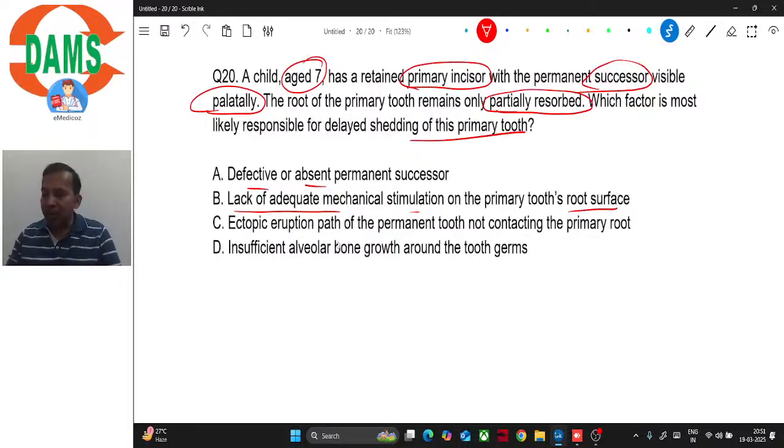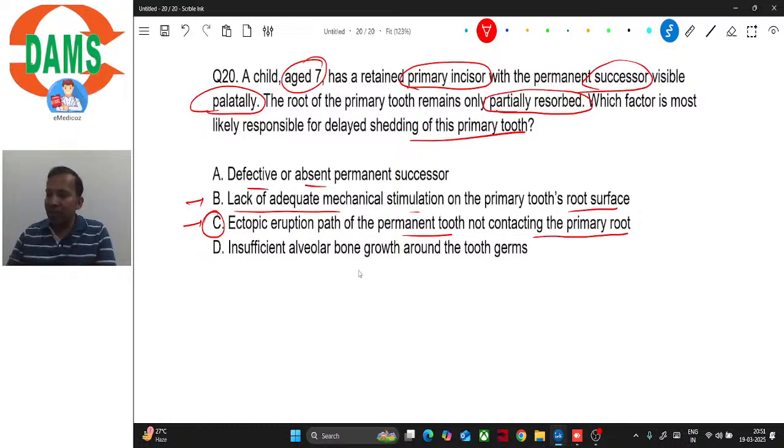Option C, ectopic eruption path of the permanent tooth not contacting the primary root. Now when we read this option C, we find that option C is more appropriate, isn't it? Though option B, you can say, is also a correct option. Option C is also correct. But which is better of these two? It is option C, because it is giving you a more accurate description, isn't it?